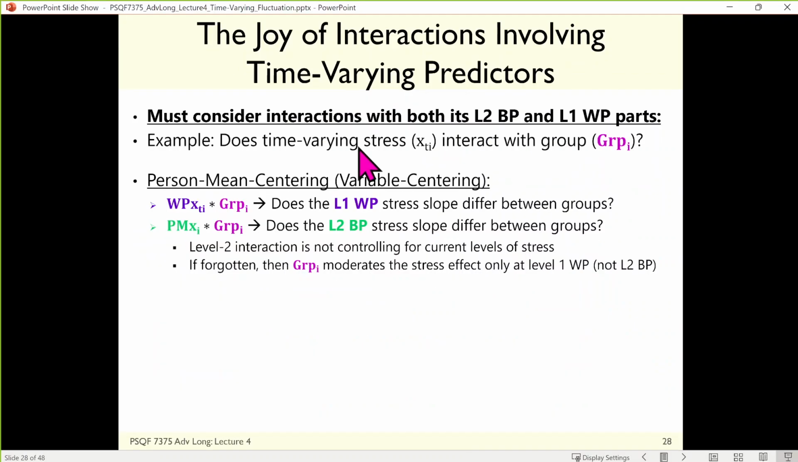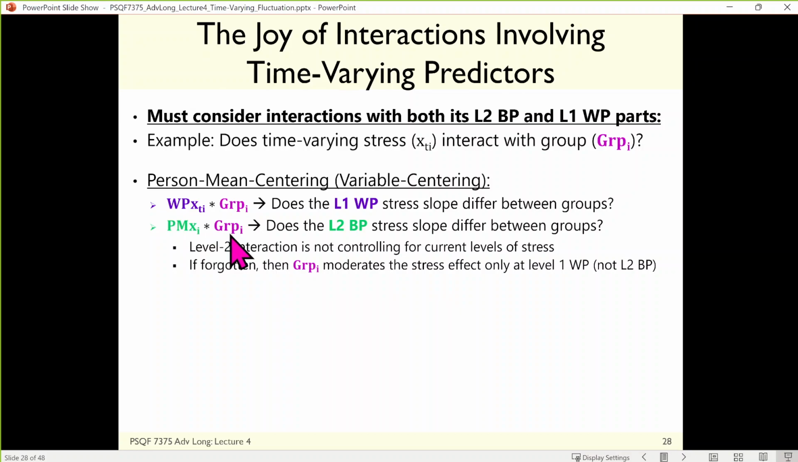So if I have my story here, for instance, if I have time-varying stress predicting severity, so the pictures that I went with, and I have some kind of between group moderator. So people are in different groups at level 2. If I do person mean centering, then I would potentially have 2 different interactions. The within person effect of the within person X variable, so that would be within person stress times group, and then the person mean variable times group.